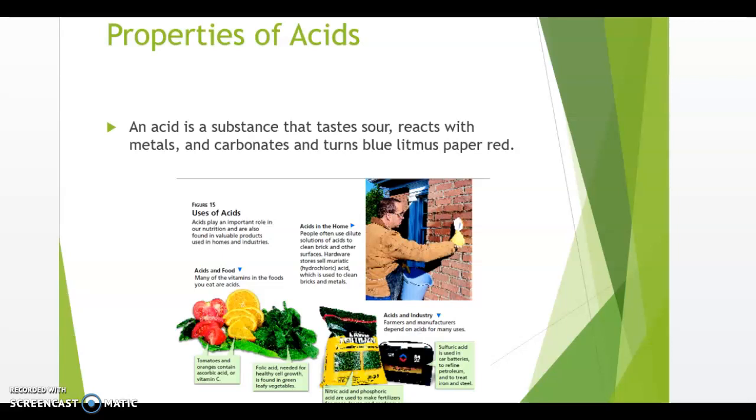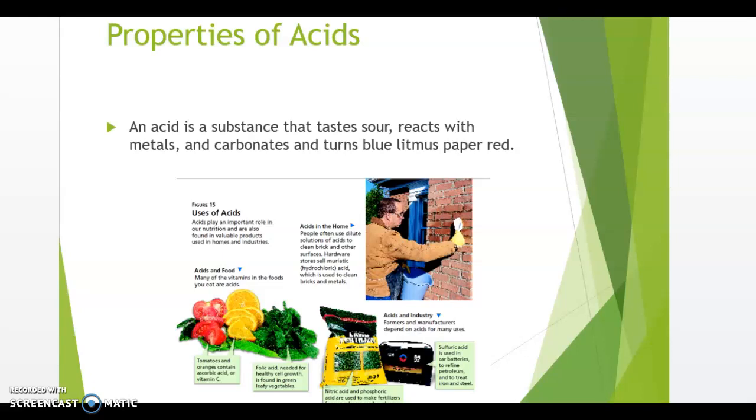Okay, so acids. This is the second section in chapter 3 in your book about acids and bases. We first talked about solutions. Well, solutions are usually acids and bases in this situation. So, some things about acids. They are substances that taste sour, react with metals and carbonates, and turn litmus paper blue.